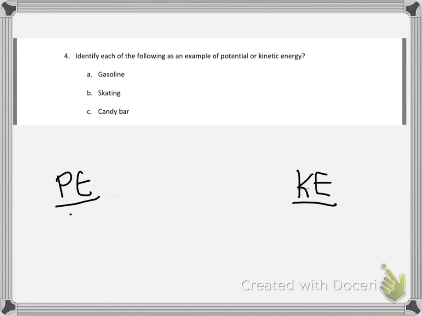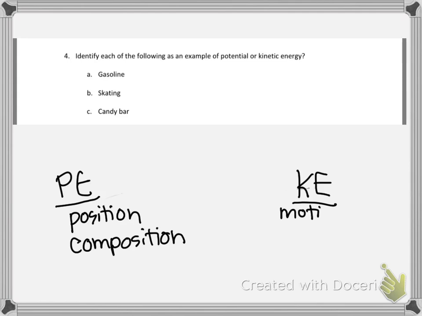Potential energy occurs when something is in a high position. So it's an energy of position or composition, which in chemicals would be potential energy inside of their bonds. Kinetic energy is the energy that something has when it's moving.